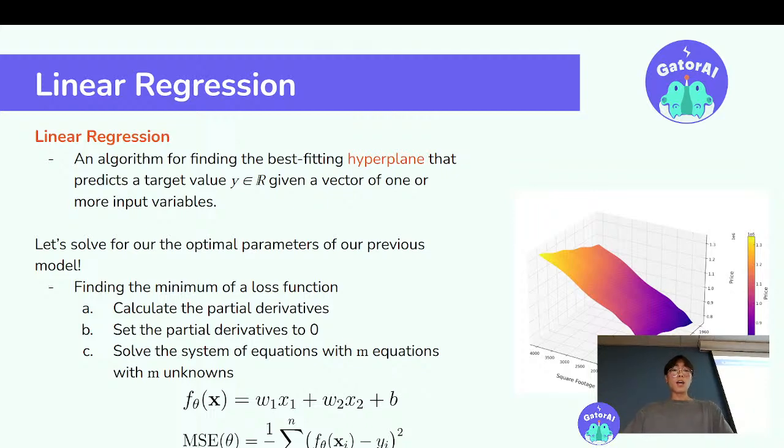So you can see we're going to do it for our housing price estimator. We have our function f theta of x, which we're going to be trying to calculate the partial derivatives of, and we have our loss function, which is mean squared error. We're going to calculate the partial derivatives of our loss function, and we're going to set them to 0. We're going to do this so we can find the optimal parameters of the model from our first lecture.